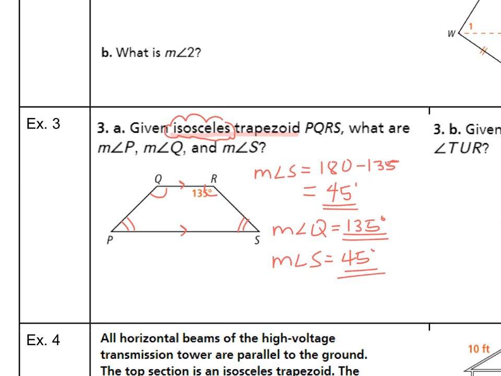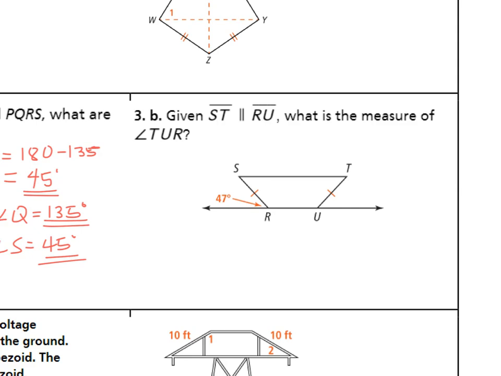All right, let's take a look at the example on the right. 3b says, given ST is parallel to RU, because of this statement right here, we can put a little arrow on the top and on the bottom. That makes STUR a trapezoid. It says, what is the measure of angle TUR? If we go from T down to U over to R, we're looking for the measure of this angle on the bottom right-hand side. Now, what do we know about this picture?